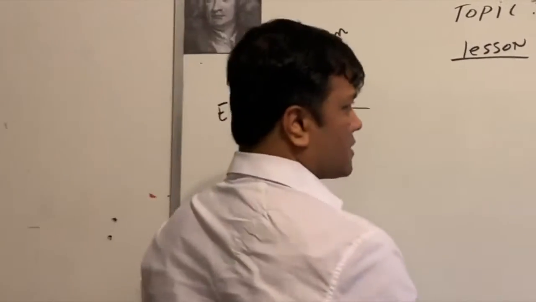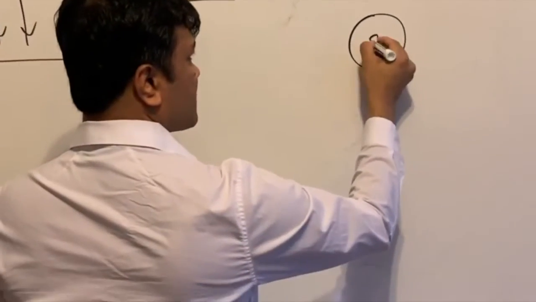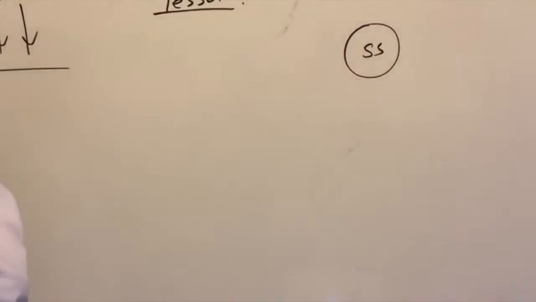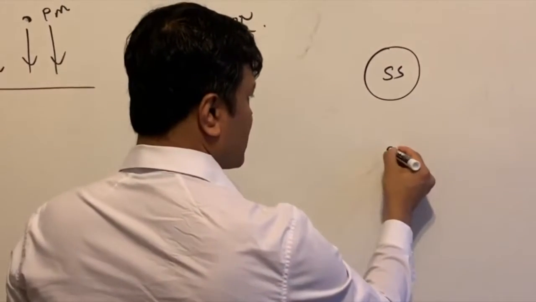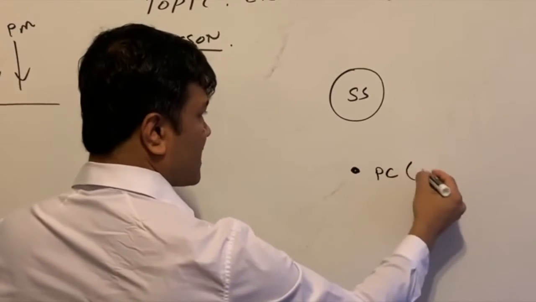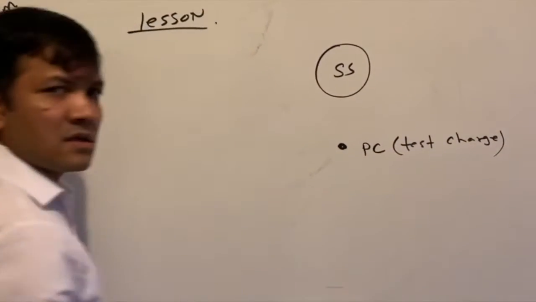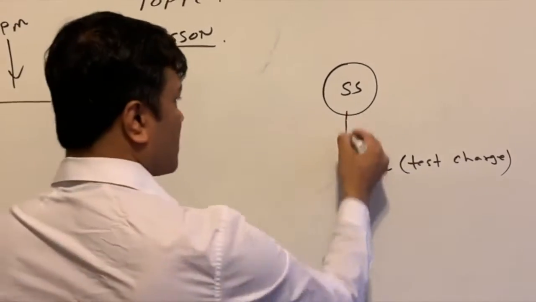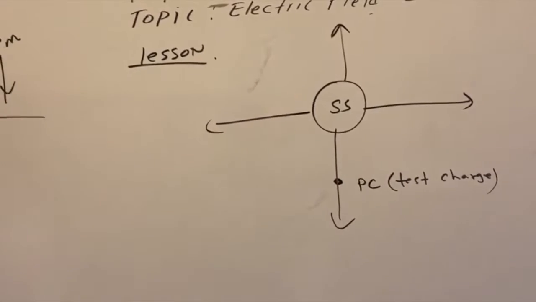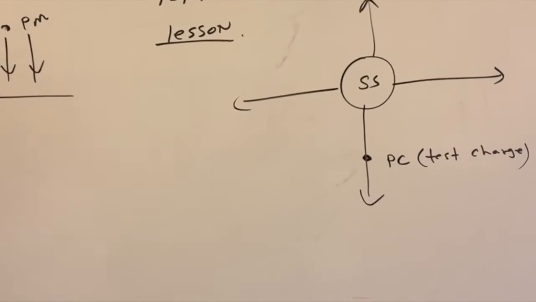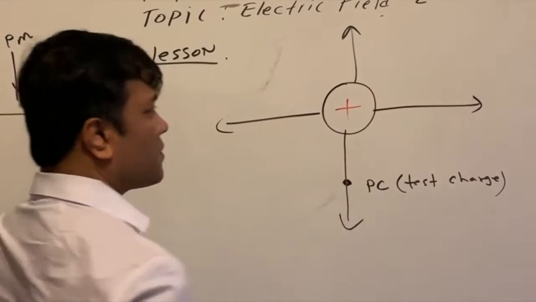If you have a source charge, how do you know whether it is positive or negative? Well, you put in a point charge. Sometimes they call it a test charge. If the field lines go outward radially, then we know that the source charge is positive.